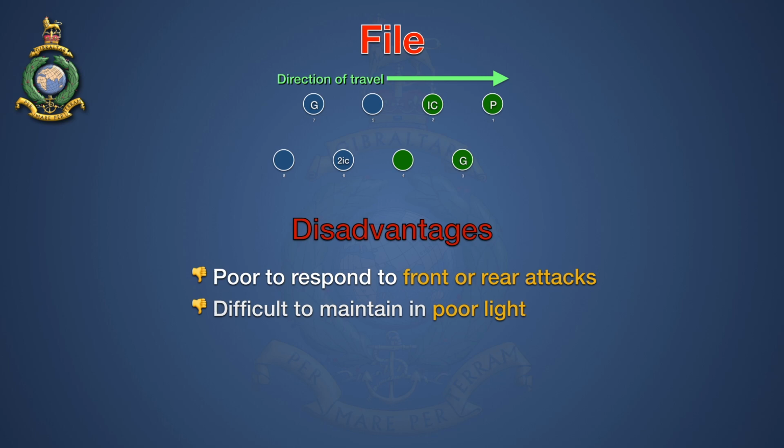It's also difficult to maintain that formation in poor light or at night. It's very easy for that formation to start to drift apart because it's difficult to see each other. It's something to consider. That's where the single file was a better formation at night. It's much easier to maintain. Each member's only got to really look to their front or to their rear.